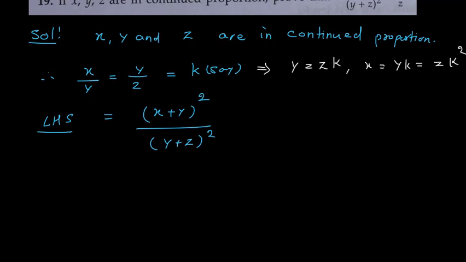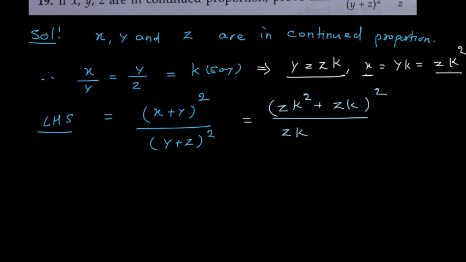So your x is zk square and y is zk. Okay, so then here you have x can be written as z into k square, plus this y you can write as zk, divided by this y can be written as zk. Here obviously we have a square term, and z is z only.